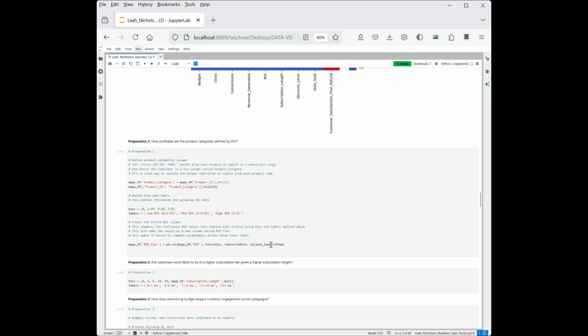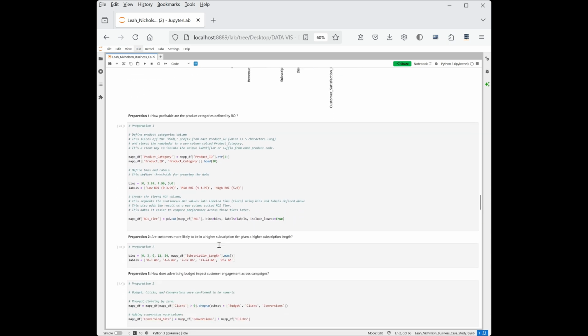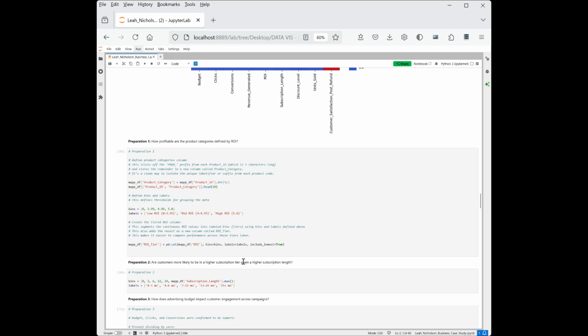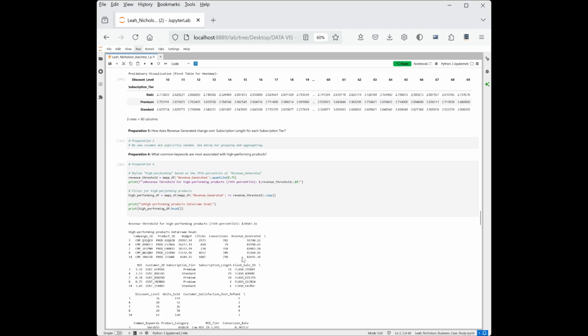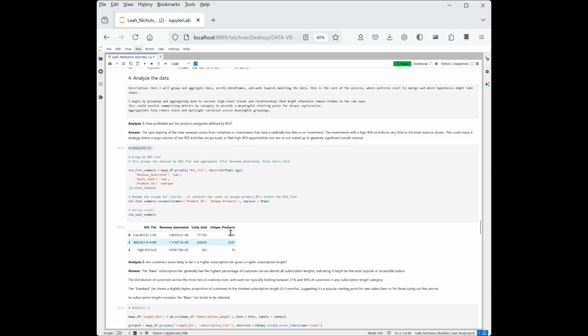And then I created the tiered ROI column. This segments the continuous return on investment values into some labeled bins. And then this also adds the result to a new column called the return on investment tier. And that'll kind of make it easier to compare performance across those tiers later. So next I'm going to skip down to the next part of this first question, which was analyzing the data.